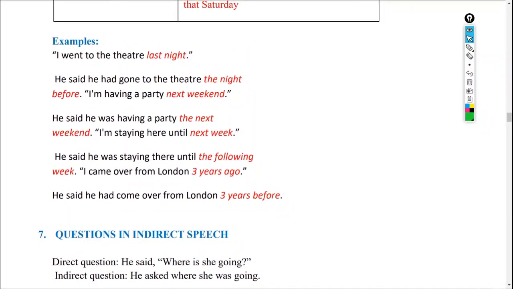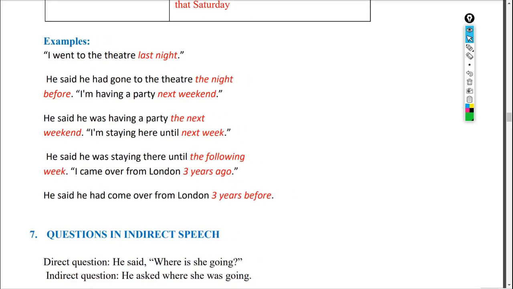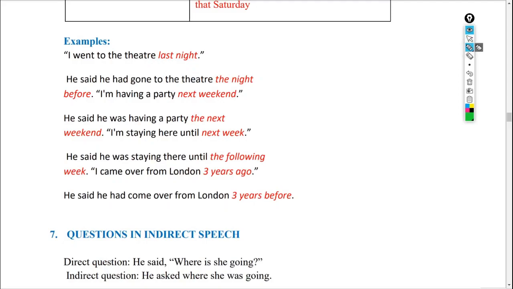Let us continue with one or two examples, and after that we will go to the interrogative sentences, or the questions. I went to the theater last night. This is the adverbial indicating the past time; the expression that indicates the past time is last night. Therefore, last night will have to be transformed into the previous night. He said he had gone to the theater the night before, or the previous night.